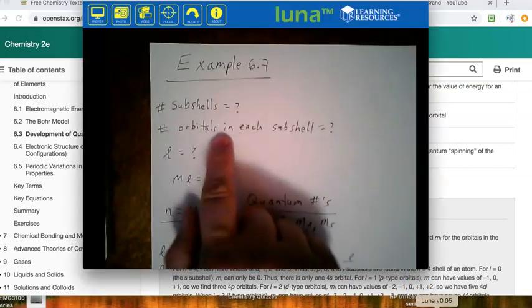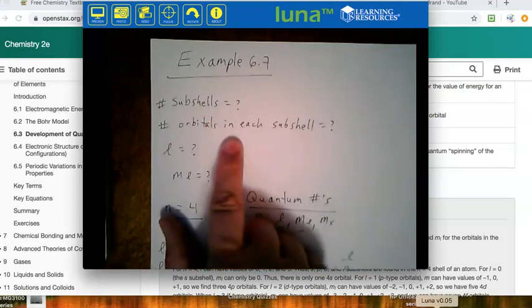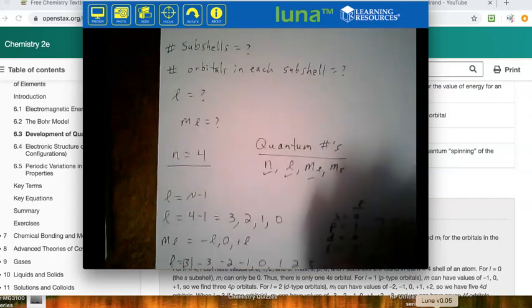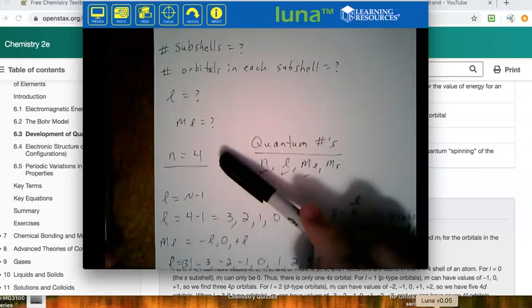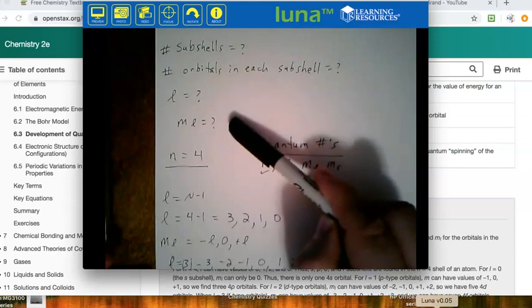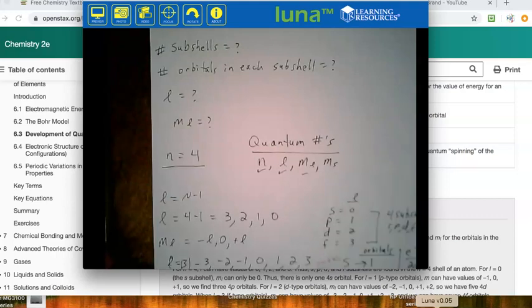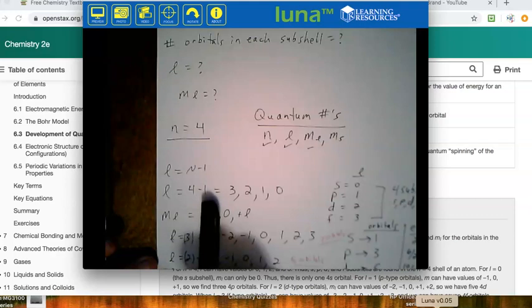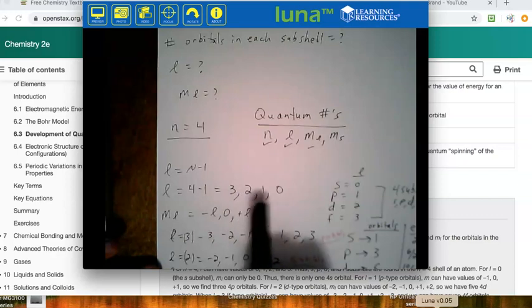So they're asking a bunch of different things. They're asking for the number of subshells, number of orbitals in each subshell, the L value, and the M sub L value. They told us the quantum number N is equal to 4. So what I'd first like to do is find L and M sub L, and then once I know that, I can find these other things. If N is equal to 4, L is equal to what? L is equal to N minus 1, or 4 minus 1, which is 3. And with L, we have to go all the way to 0, so 3, 2, 1, 0.